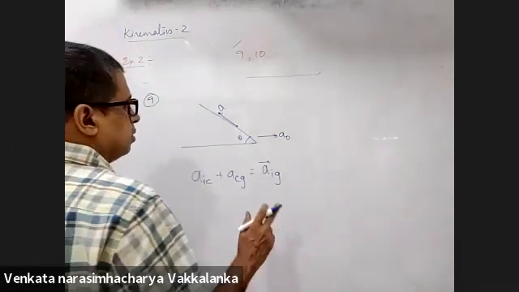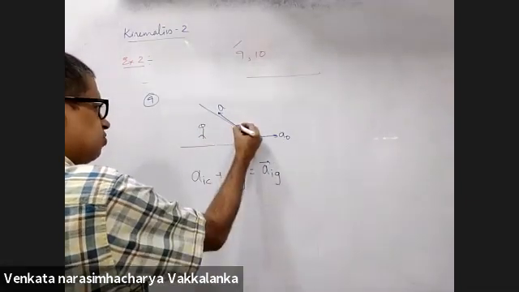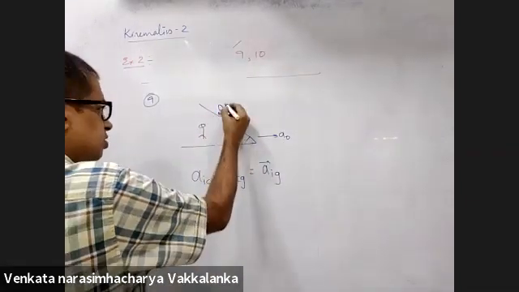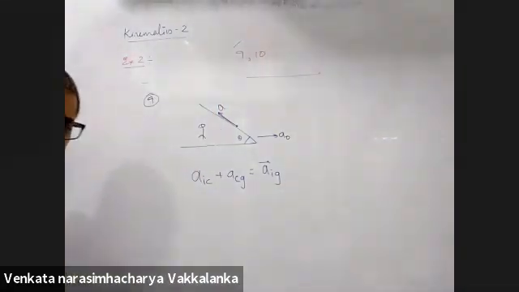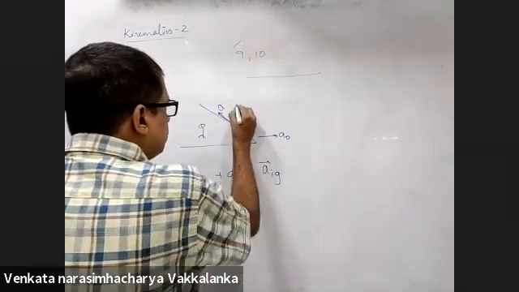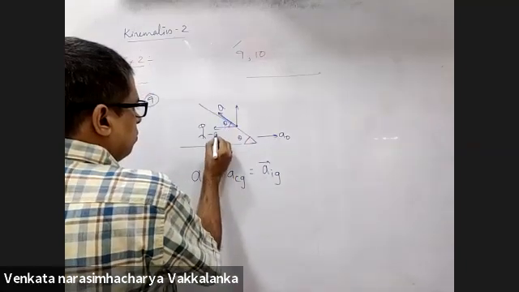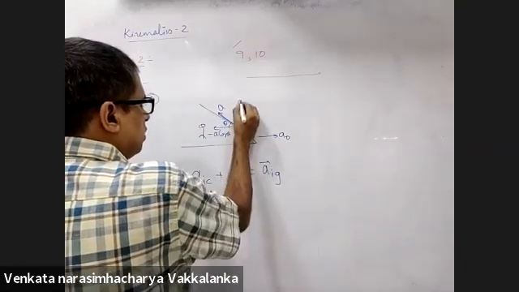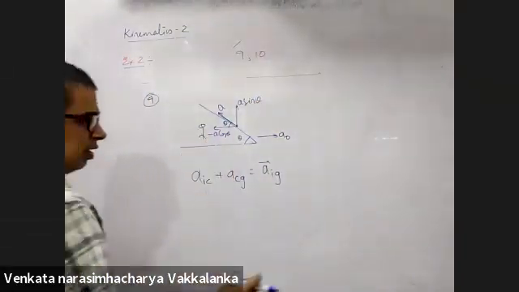Wait. A naught is this. The driver observes this insect going up with an angle. That means this is relative acceleration. Yes, sir. This is relative acceleration, right? So this is minus a cos theta i cap plus a sin theta j cap. Right? Yes, sir.